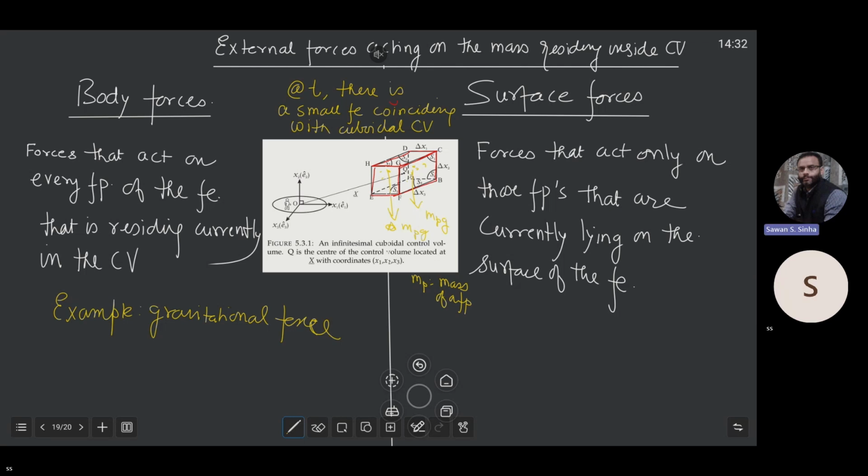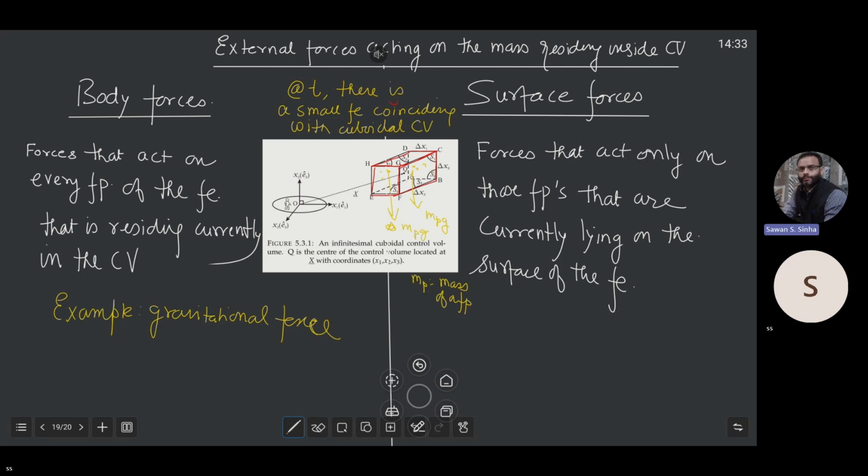The other type of forces that this fluid element is experiencing, external force, is what we call the surface forces. What are surface forces? Forces that act only on those fluid particles of this fluid element that are currently lying on the surface of the fluid element. You understand this? If this is the fluid element, it has fluid particles everywhere, but there are some which are right on the surface, right? Surface forces are those forces which are experienced only by those fluid particles which happen to be on the surface of the fluid element.